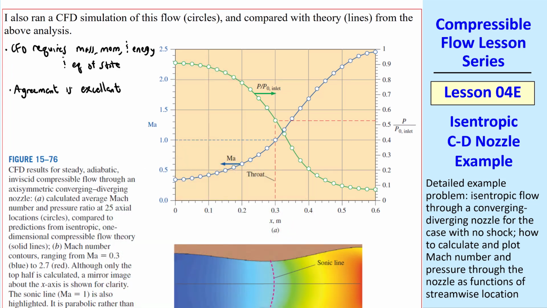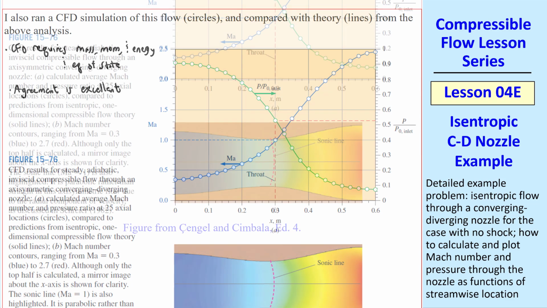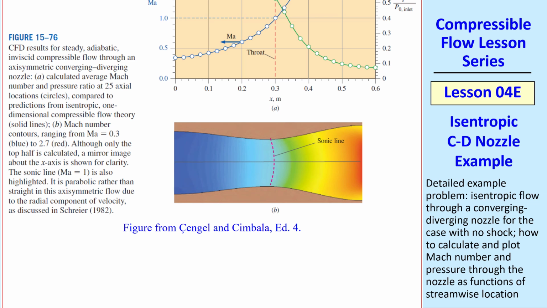The agreement is excellent, as you can see here, but in the table you can see some differences. I also show a contour plot of Mach number, blue being a low Mach number and red being a high Mach number, and I highlight the sonic line, which here really should be called a sonic curve since it's not a line, and it's the locus of locations where the Mach number is 1.